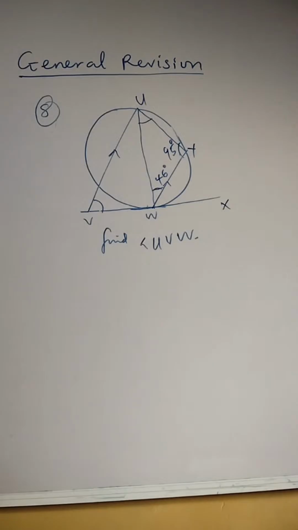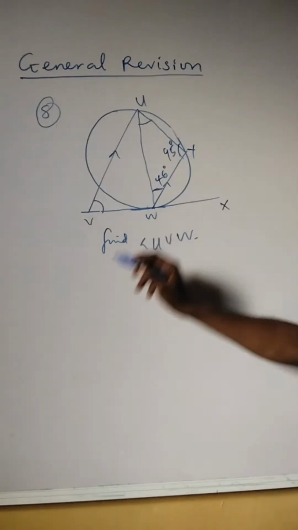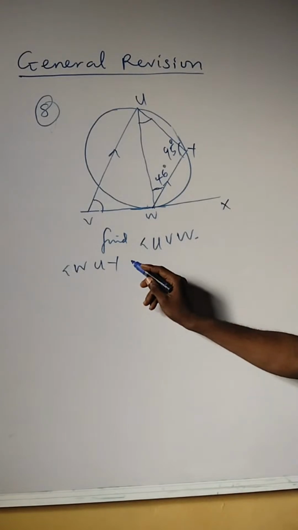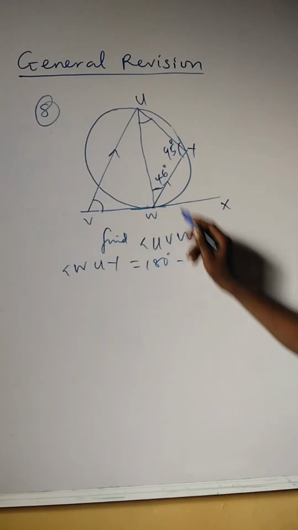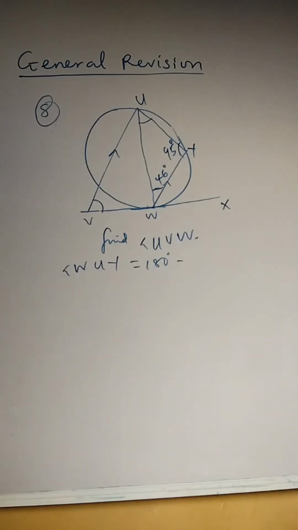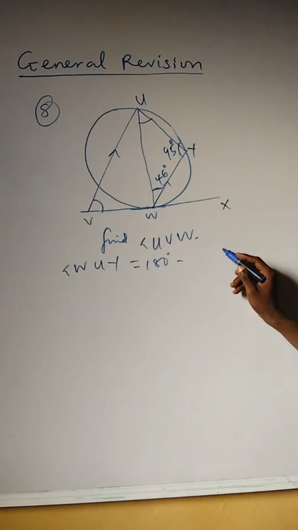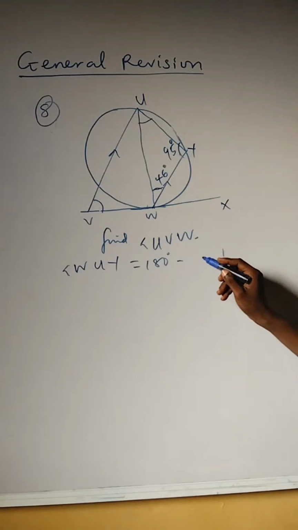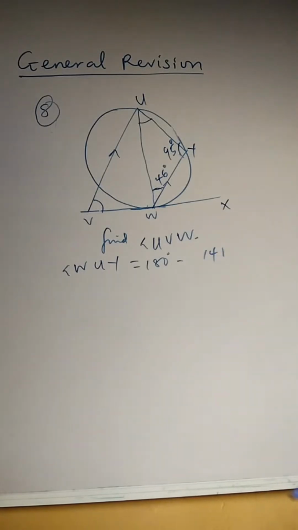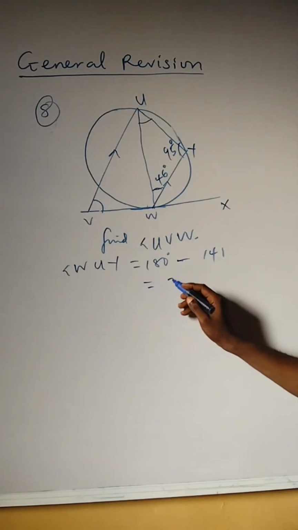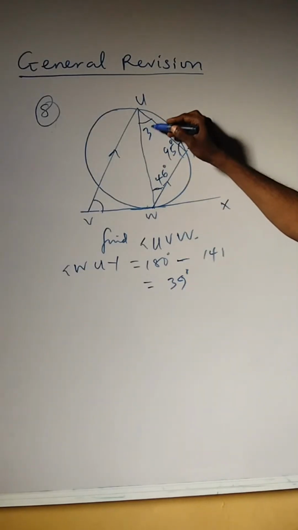We can get that angle because the sum of angles in a triangle is 180. So once two angles are known, the third angle will be easy to get. So this angle, I can call it angle WUY or YUW, whichever, equals 180 degrees minus the sum of these angles: 95 plus 46, which is 141. So 180 minus 141 gives us 39 degrees. So this angle is 39 degrees.